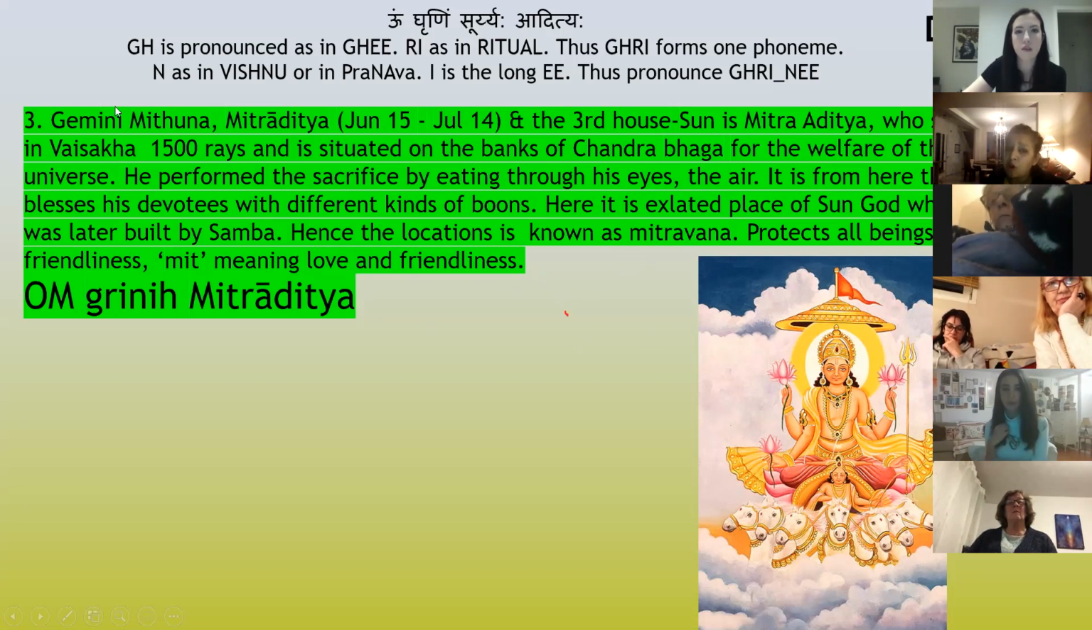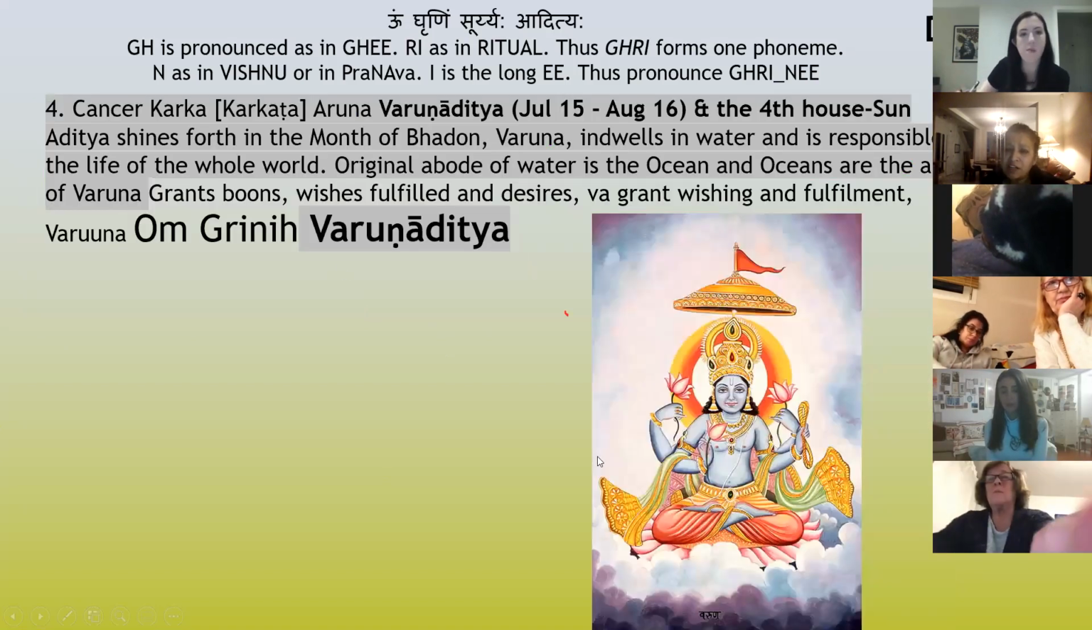So there is a lot to be said about Gemini. People who have third house sun, or sun in Gemini, or Mitra Aditya, or Mithuna, are extremely friendly no matter what. Its ruler is Mercury, so there is a sense of friendliness to them. And the mantra is Hrim Mitra Aditya. So let's move to the fourth one. So far, all good?